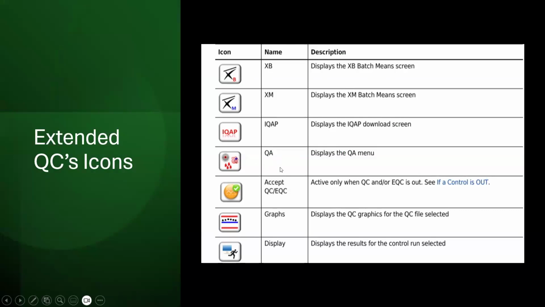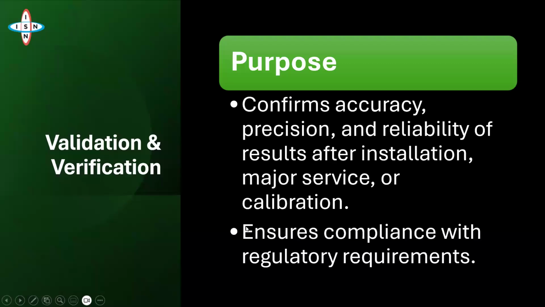then this is the icon for quality assurance. This comes up when QC is out, and this displays the QC graphs. It displays a Levey-Jennings graph, which you can print out too. Then this is to display the results for your control runs that have been selected. So that is that for the extended QCs.